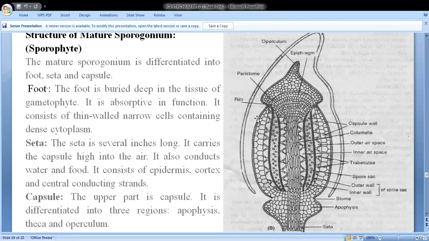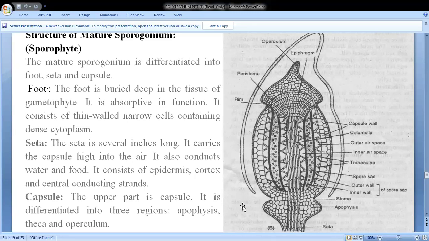The basal part of the capsule attached to the seta is called the apophysis. A constriction is present between the apophysis and the theca part of the capsule. Distinct epidermis and stomata are seen in the apophysis region. Next to the epidermis, sclerenchymatous tissue is present. The apophysis of Polytrichum is not as extensive as in Funaria. Funaria also belongs to the bryophytes, and we observe that this apophysis of Polytrichum is not as extensive as in Funaria. Okay, this is the apophysis.